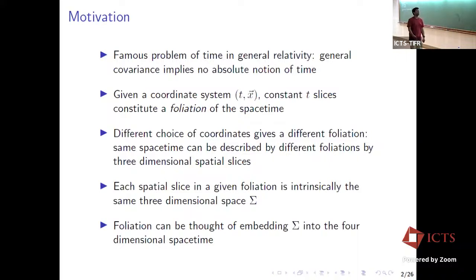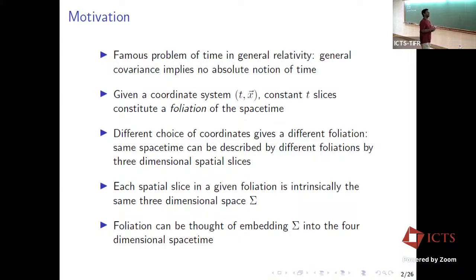So there's this famous problem of time in general relativity, which is more of a feature than a problem, but that's the way it's phrased, which is that general covariance implies no absolute notion of time. Let's try to understand this a bit. Given a coordinate system in 3+1 dimensional spacetime, constant time slices constitute a foliation of the spacetime. And different choices of coordinates, that is the entire coordinate system, give a different foliation of the same spacetime.